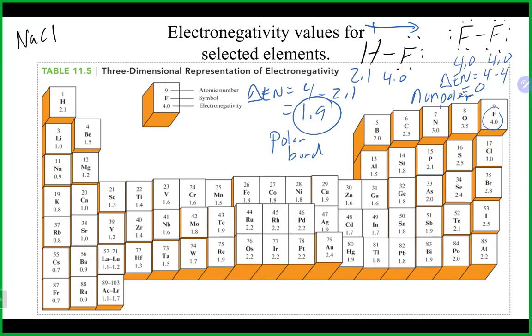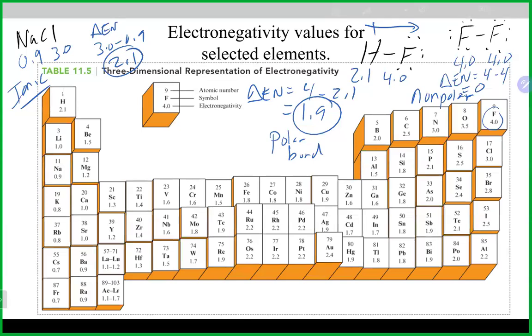If I come over here to sodium chloride, sodium is 0.9 and chlorine is 3. Taking the difference in electronegativity, we get 3 minus 0.9, which is 2.1. That is above 2, which tells me it's ionic. Once again, I really don't need the numbers because I know that's a metal and a non-metal, so I know it's going to be ionic. So you don't necessarily need the numbers per se for ionic. Any questions on how to do that?